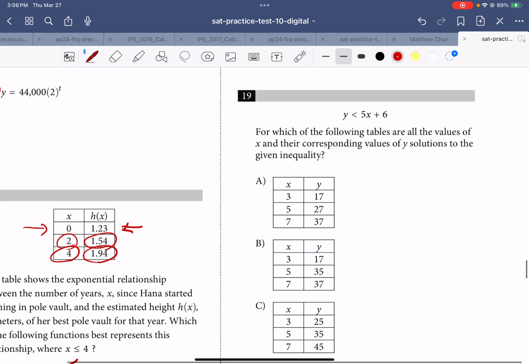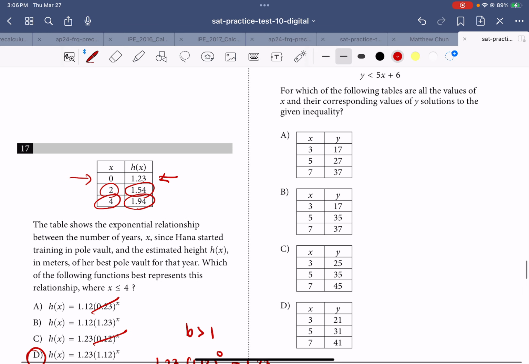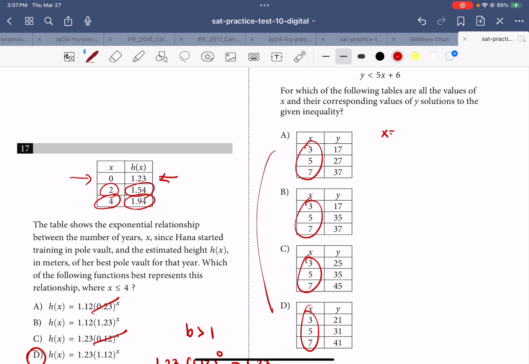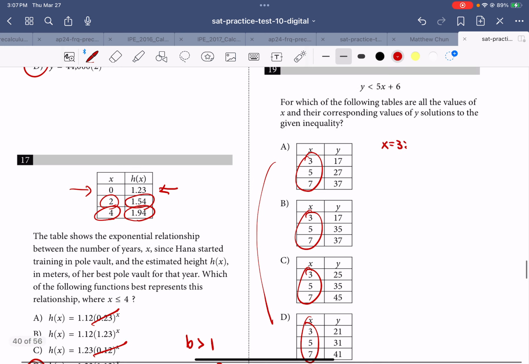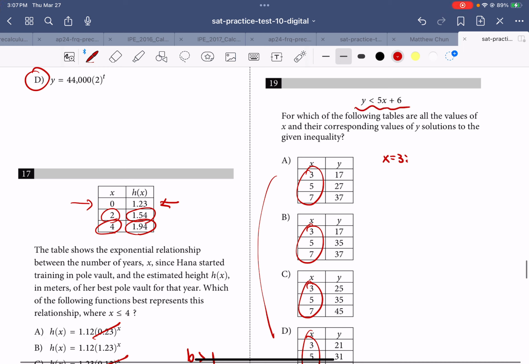Number 19. y is less than 5x plus 6. For which of the following tables are all values of x and their corresponding values of y solutions to the given inequality? So when you look at the answer choices, your x values are all the same, 3, 5, 7. So let's see what happens when x equals 3. You plug it in here, right? So y should be less than 5 times 3 plus 6. So 15 plus 6, which is less than 21.